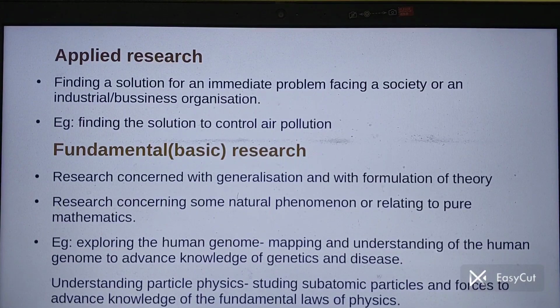Fundamental research: research concerned with generalization. Research concerning some natural phenomena or relating to pure mathematics. The motive of this research is to gain advanced knowledge. For example, exploring the human genome, mapping and understanding the human genome to advance knowledge of genetics and disease. Second example, understanding particle physics, studying subatomic particles and forces to advance knowledge of the fundamental laws of physics.